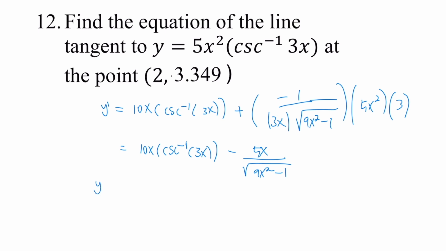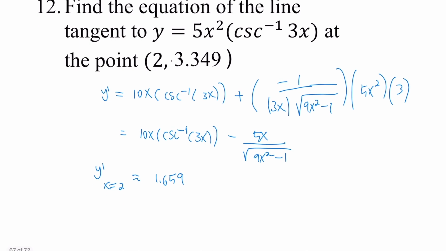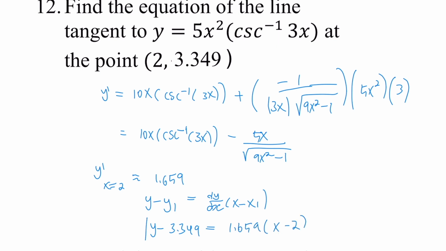So this is going to be our y prime. To find y prime at x equals 2, we have to put this into our calculator. So we get around 1.659 as our dy/dx value. So we're going to use point slope form again. So y minus y1 equals dy over dx times x minus x1. So y minus 3.349 equals 1.659 times x minus 2. So this will be our answer.